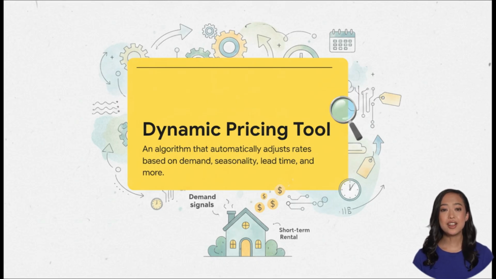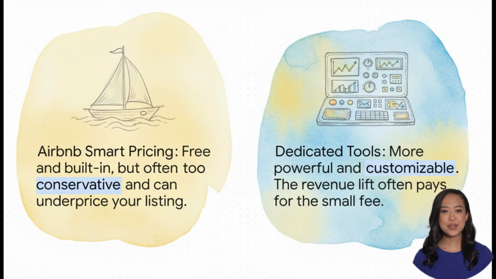Now, you've got a couple of options here. Airbnb has its own smart pricing tool. It's free, it's built in, and it's okay. It's a decent place to start. But honestly, it tends to be way too conservative and can leave money on the table. For anyone who's serious about this, dedicated tools like Price Labs are way more powerful, way more customizable, and they almost always make you more money than their small monthly fee costs.